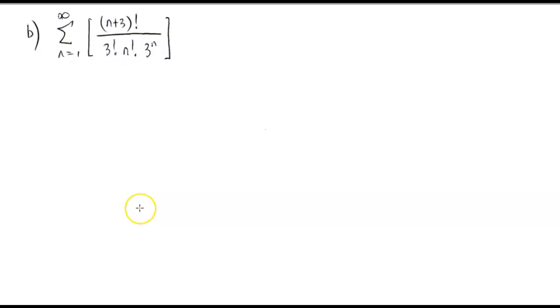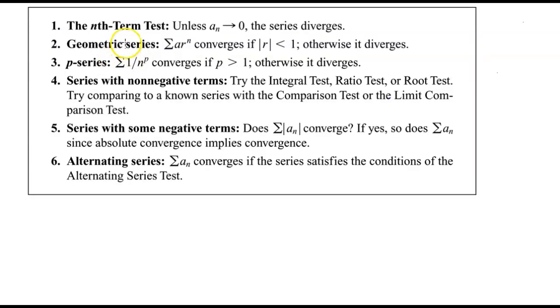For our next example, we have this series that is n plus 3 factorial divided by 3 factorial times n factorial times 3 raised to the n. If we look at our checklist, we know that it's not a geometric series. We know that it's not a P series, so those two things are not going to work. And here we basically take the limit of the sequence to see, is it going to go to 0?